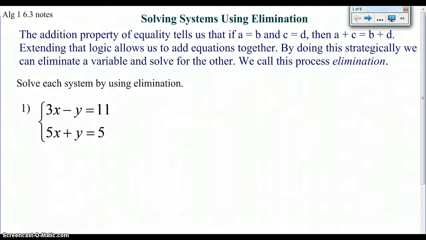I think you'll like this method. It's one that I personally really like and use quite often. All right, so let's take a look at the first one.